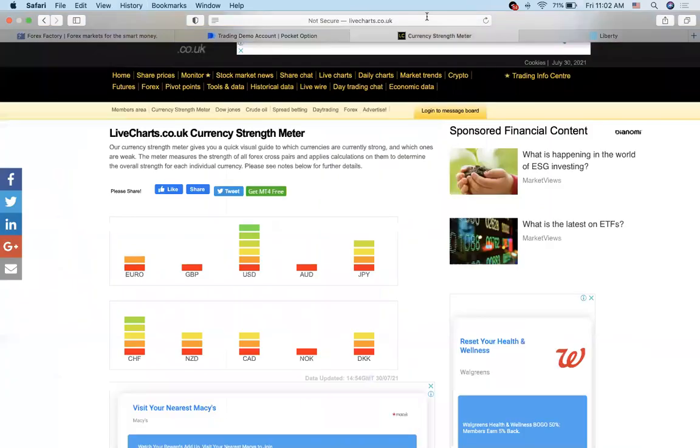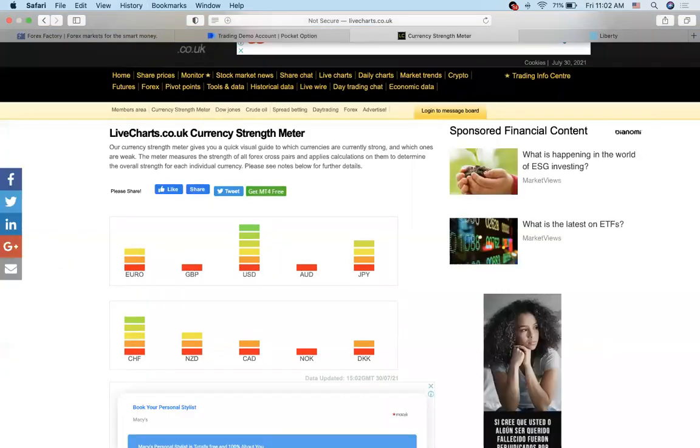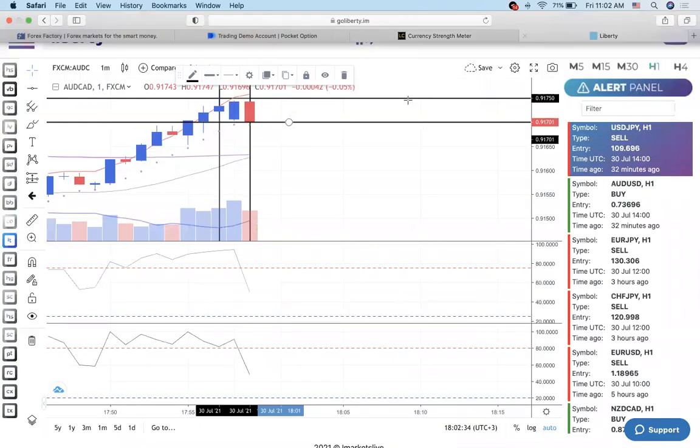Payout is decent. We're going to check the currency strength. I see that my base currency, which is my euro, is stronger than my quote currency, which is my AUD. That tells me I should be starting to look for a buy position potentially, but let's see what these other confirmations are.